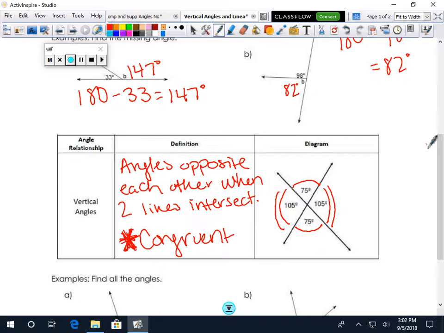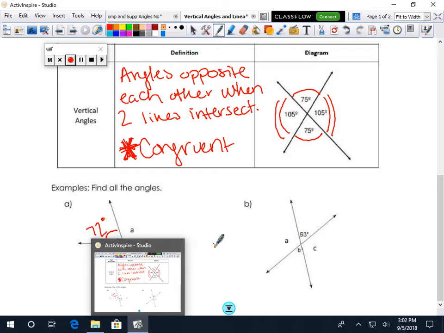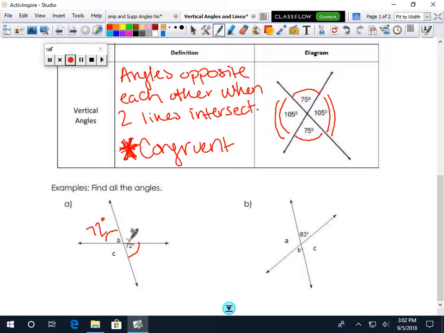Okay, so looking at our examples here, for example A, 72 degrees is a vertical angle with angle B. So angle B and 72 are vertical, which means that angle B is 72 degrees. I'll come back to A and C in just a minute. Looking at example B here, same thing. 63 and B are vertical angles. So if this angle is 63, B would also be 63.